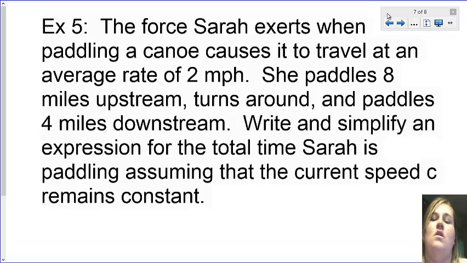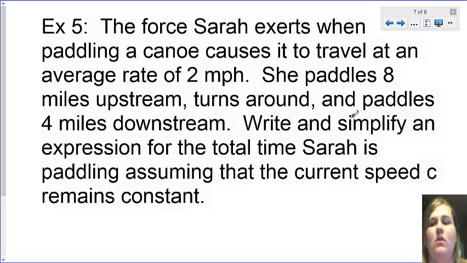The force Sarah exerts when paddling a canoe causes it to travel at an average rate of 2 miles per hour. She paddles 8 miles upstream, turns around, and paddles 4 miles downstream. Write and simplify an expression for the total time Sarah is paddling, assuming that the current speed c remains constant.